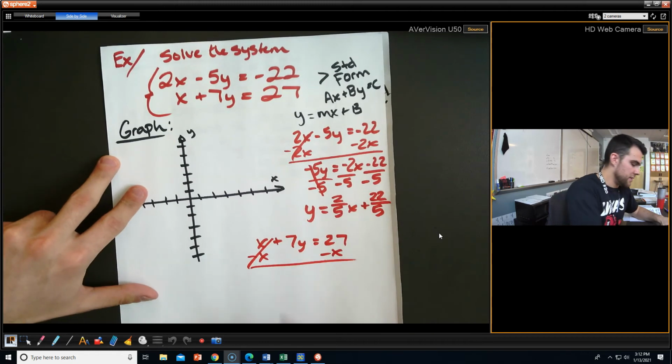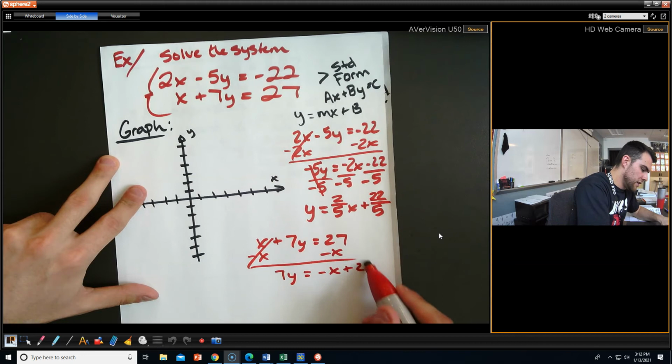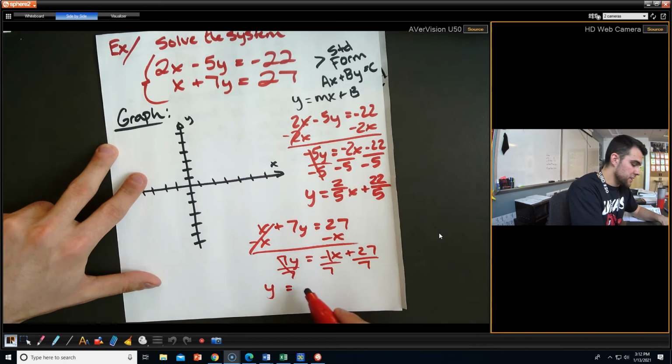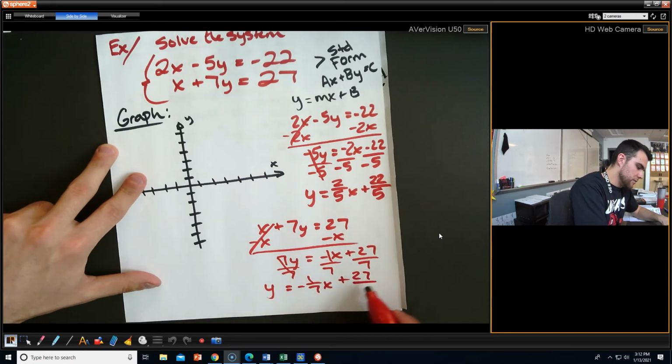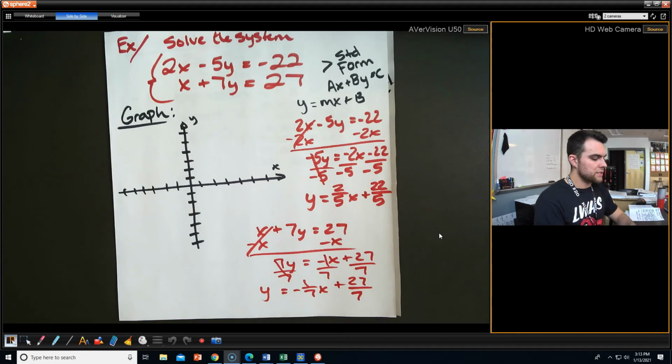We're going to end up with 7y is equal to negative x plus 27. I divide both sides by 7, or everything by 7, and I end up getting y is equal to, there's a 1 technically hanging out right there, negative 1/7 x plus 27 over 7. And so we're going to just kind of roll with that for right now. Graphing these are going to be kind of nasty to do.